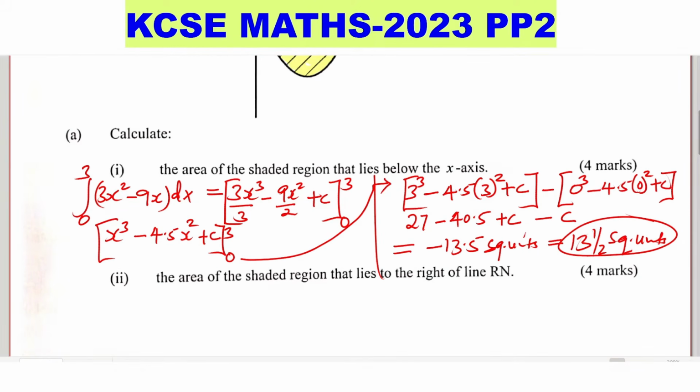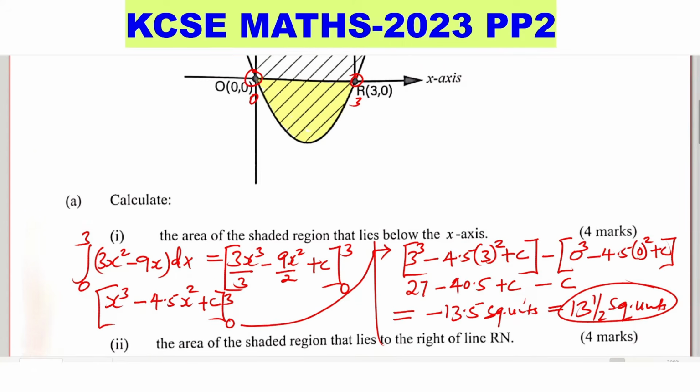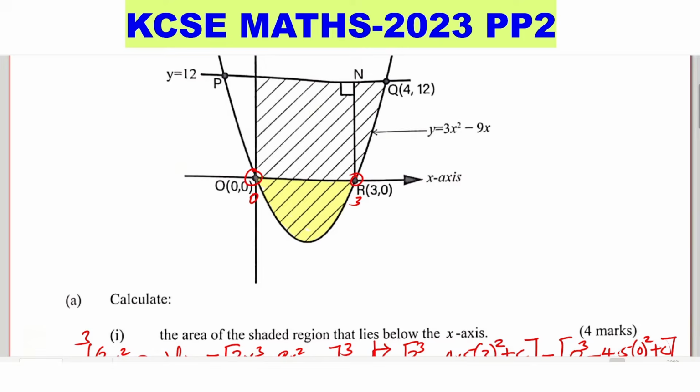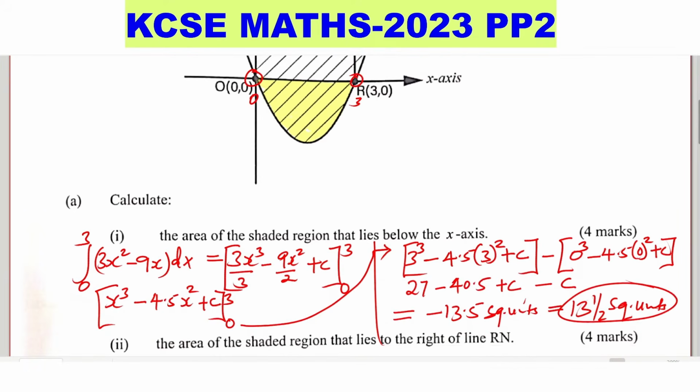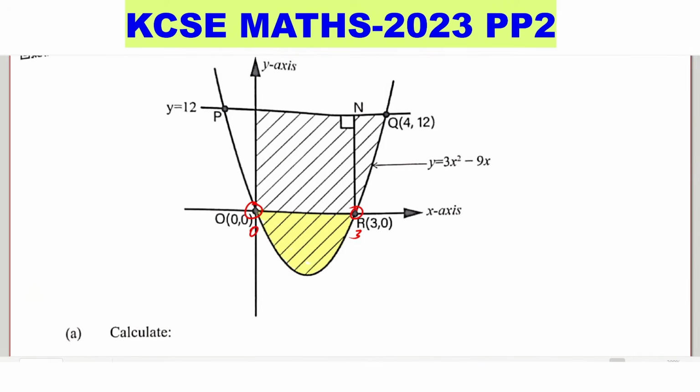Second part, the area of the shaded region that lies to the right of line R. The area of the shaded region that lies to the right of this line Rn. So identify that area, and that area is the one that we have here. This is the area that lies to the right of line Rn.